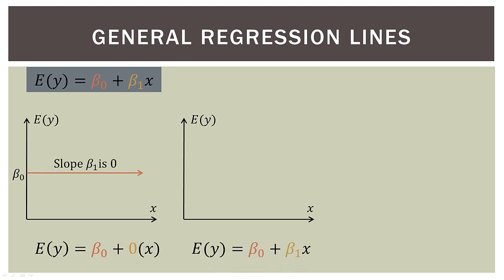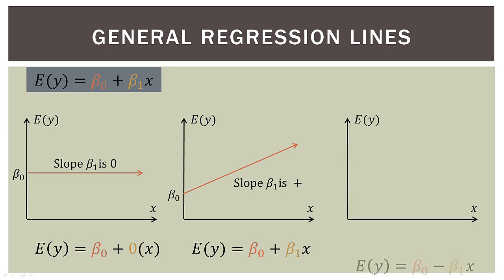Expected value of y equals beta sub 0 plus beta sub 1 x. Now notice that the slope, beta sub 1, is positive. So it looks like this. The slope, beta sub 1, is positive, so our line goes from the lower left upward to the right. Now the other general type looks like this.